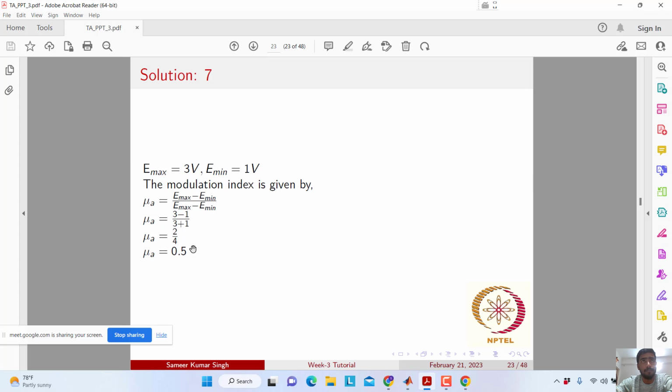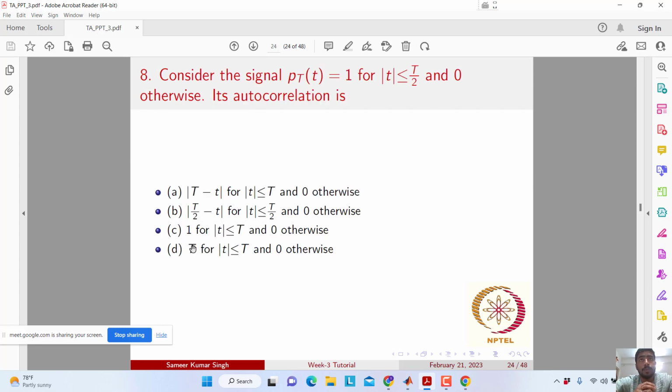Question number 8 that is given. Consider a signal p(t) that is equal to 1, lying between minus T by 2 and plus T by 2, and 0 otherwise. Its autocorrelation is... You can plot p(t). It will be a rect pulse from minus T by 2 to plus T by 2, and there we have to calculate the autocorrelation.